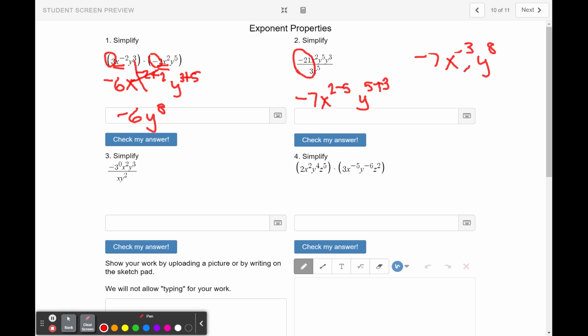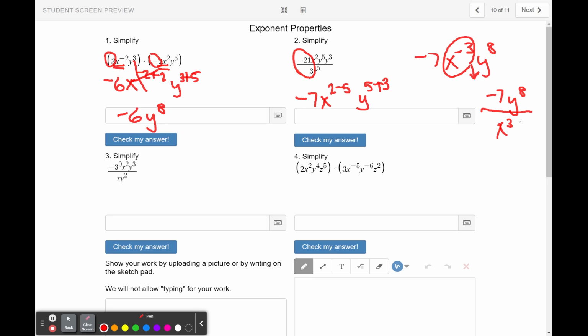Now the only thing that you need to simplify is this negative exponent. We're not allowed to have negative exponents. So it's going to be -7, y to the 8th, because that's already positive. It's not going to move. And then we move x to the 3rd down. And when you actually move it, the exponent that was negative becomes positive.